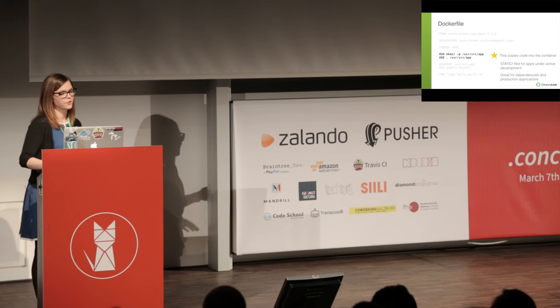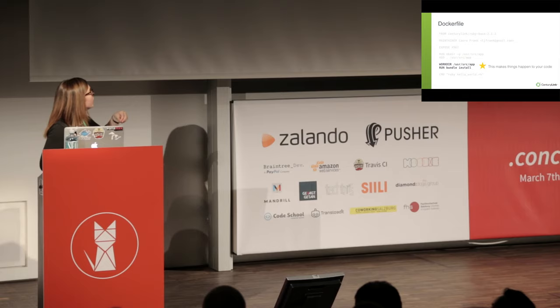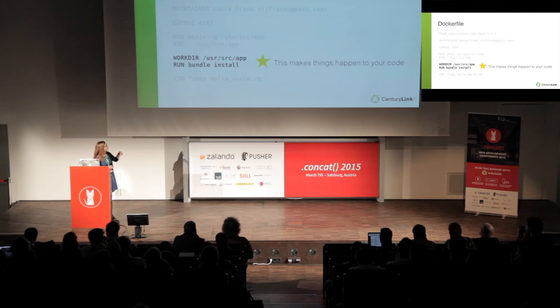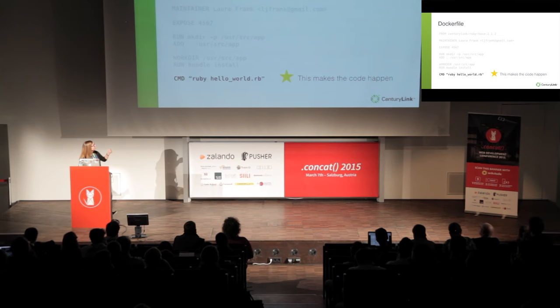From there, now that I have my code, I'm going to run a bundle install. WORKDIR just sets the context. It says, hey, run bundle install in this directory that I just put my Dockerfile or my Gemfile in. So I'll run a bundle install, and then I'm actually going to start the container with this command, ruby hello world.rb. And that's it. This is pretty much the barest bones, simplest Docker container.